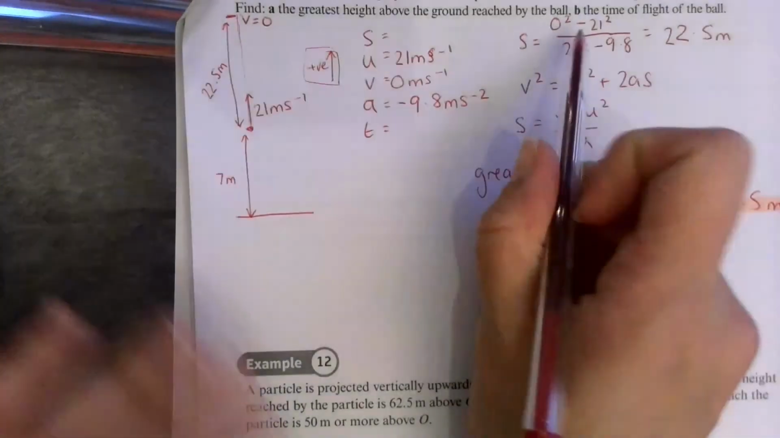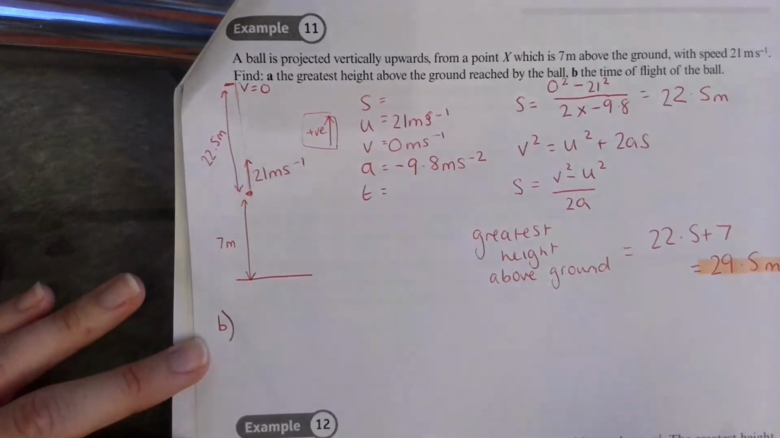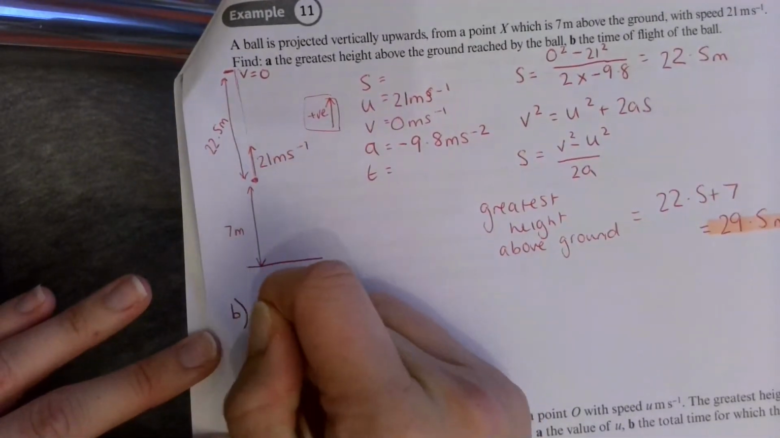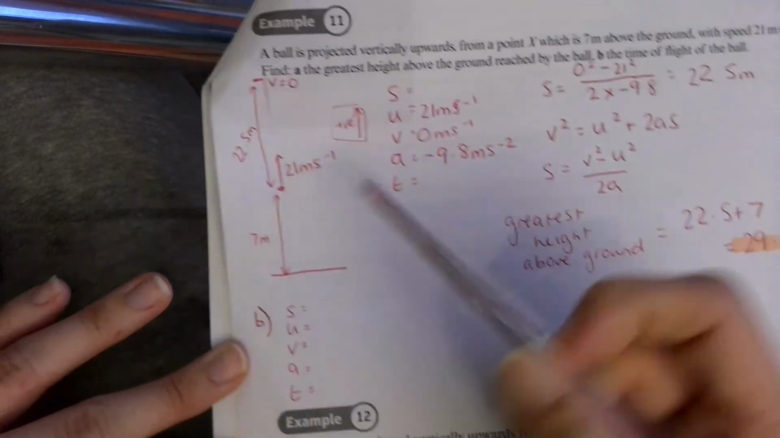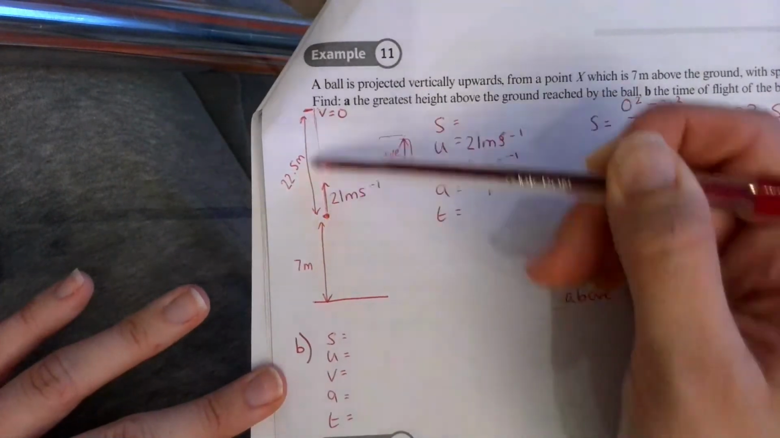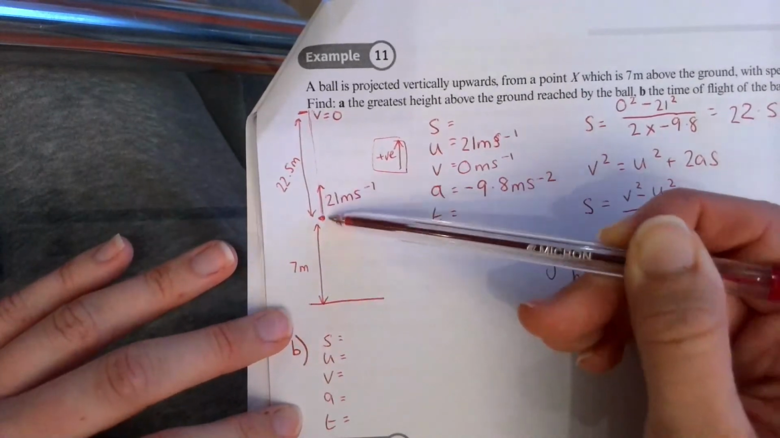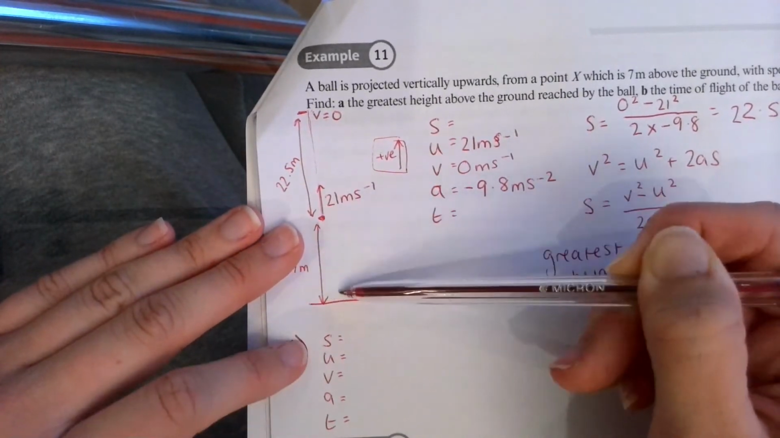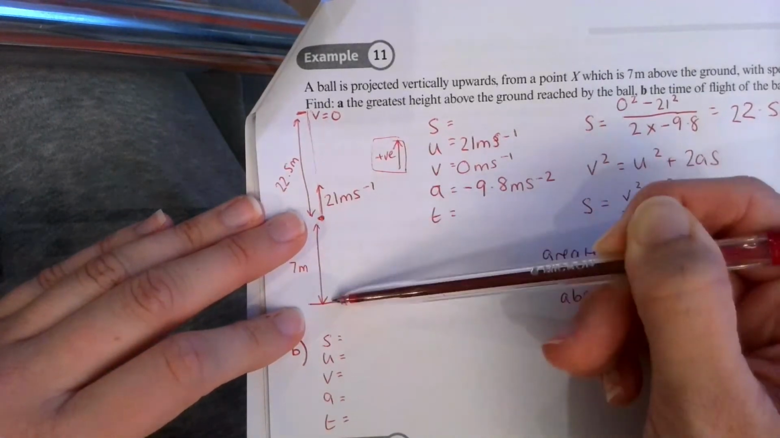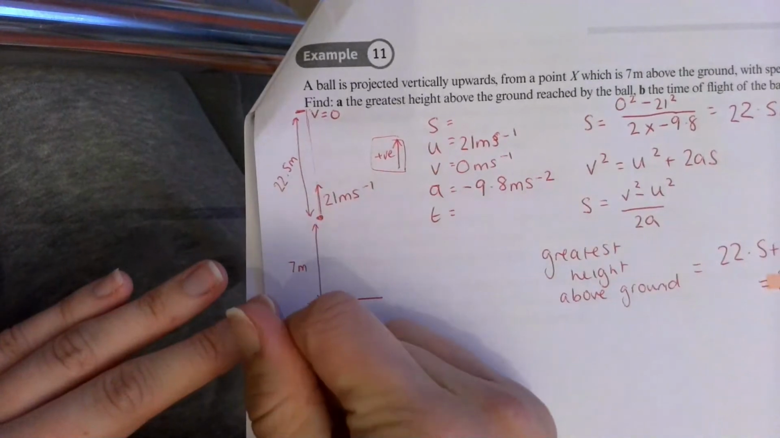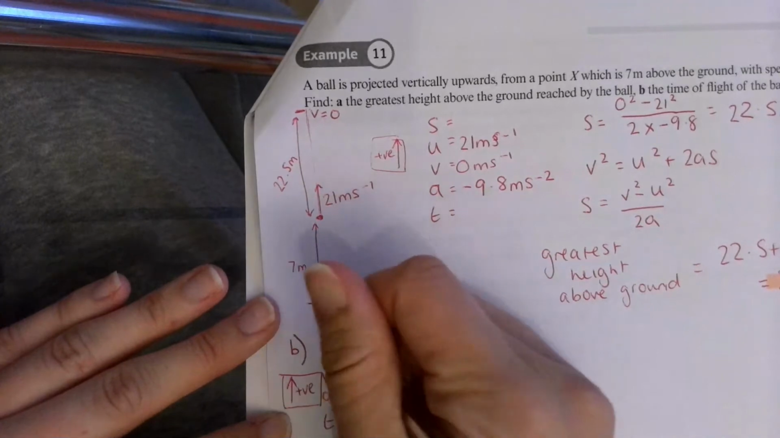For part B, it's the time of flight of the ball. Now, there's a couple of different ways we could work this one out. Let's have a look what we know. SUVAT. I am going to think about from the start all the way to the end when it hits the ground. Now, the displacement from that beginning position to the end position, I know it's moved 7 meters, and I'm going to say negative 7 meters because it's gone downwards, and I'm going to again use upwards as positive. So my displacement is negative 7 meters.